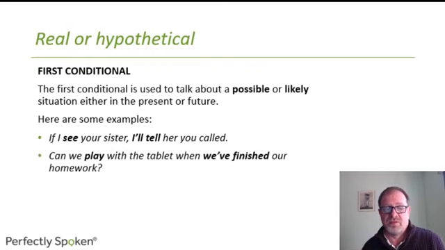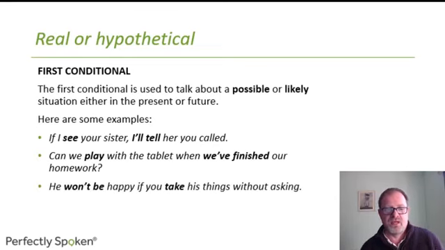Can we play with the tablet when we've finished our homework? Here we've used when. When is an alternative to if, and it's more sure that it will happen. If is a possibility, when is a certainty. So, can we play with the tablet when we've finished our homework? We've just reversed the order from the previous sentence. Can plus present, plus infinitive, and here present perfect.